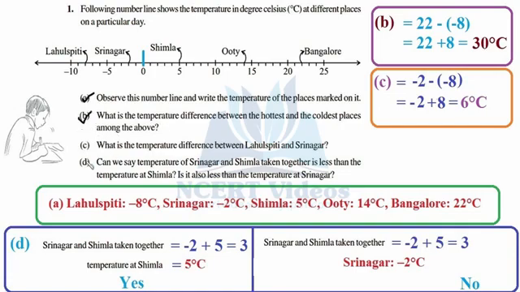C part. What is the difference between Lahaul Spiti and Srinagar in terms of temperature? Srinagar is at -2 degrees Celsius, therefore we write it, and Lahaul Spiti is -8 degrees Celsius. We have to find the difference, therefore we subtract, minus minus is plus, the higher is positive, therefore 6 degrees Celsius is your answer. You can also see from here when you do it, it is 6 degrees Celsius.